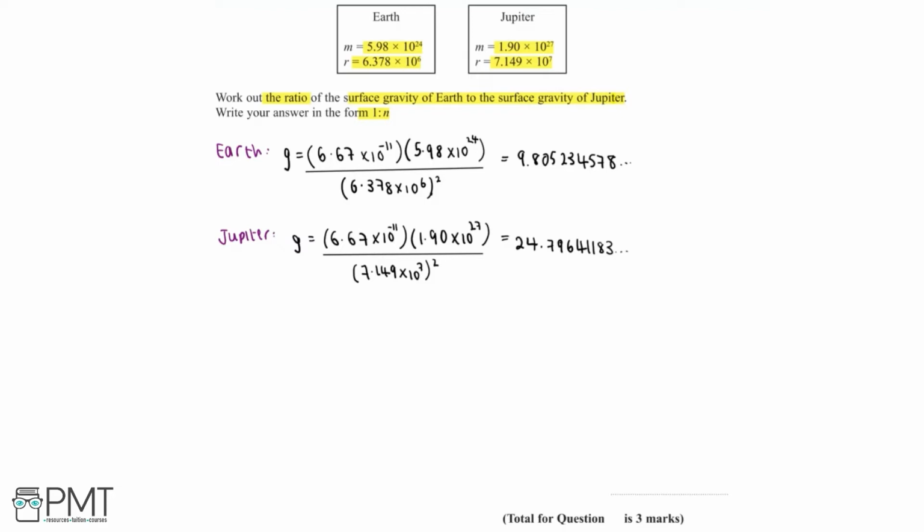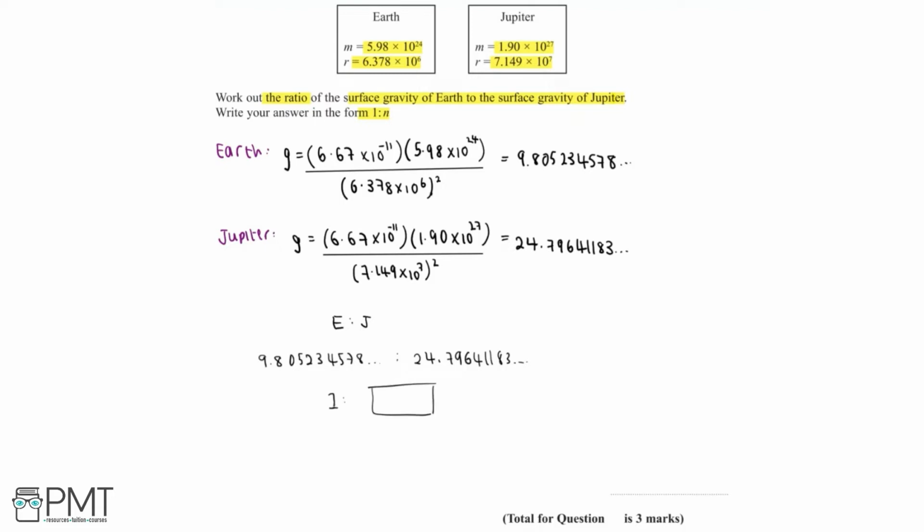Now we want to work out the ratio of the surface gravity on Earth to the surface gravity of Jupiter. And so based on our answers, we can see that the ratio of the surface gravity on Earth to the surface gravity on Jupiter is 9.80523457.8 to 24.79641183... Now we're asked to give this in the form 1 to n, and we don't know what n is.